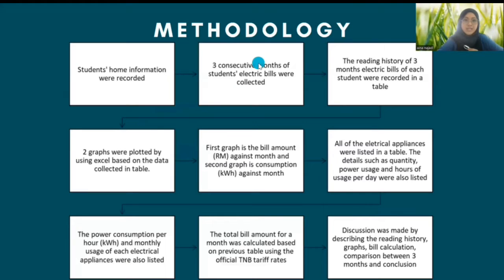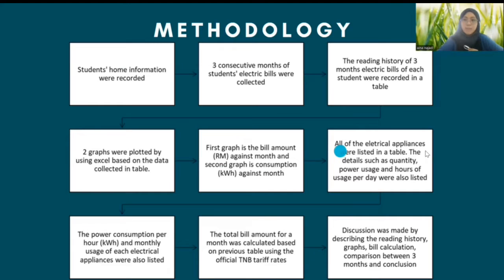For the methodology, first, students' home information was recorded and 3 consecutive months of student electric bills were collected. The reading history of the 3-month electric bills of each student was recorded in a table. Then, 2 graphs were plotted using Excel based on the data collected in the table. The first graph is the bill amount against month and the second graph is consumption against month.